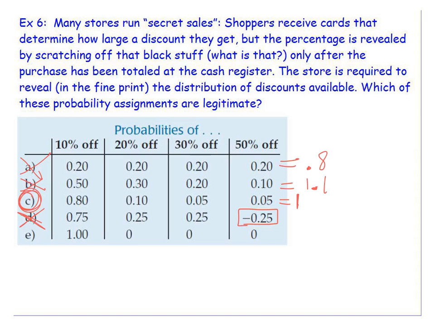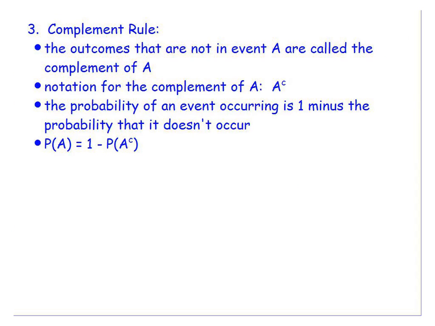Finally, we look at E. 1 plus 0 plus 0 plus 0. Well, it does equal 1. There are no negatives. There are no numbers larger than 1. And so this is also a legitimate situation. However, it's not the best because you're only saving 10%. But it is possible. Let's finish looking at one more probability rule, and that is the complement rule.